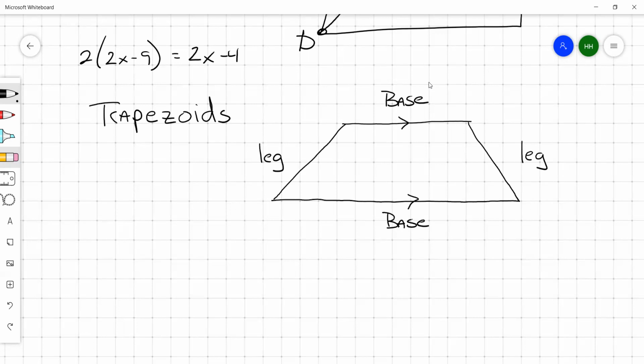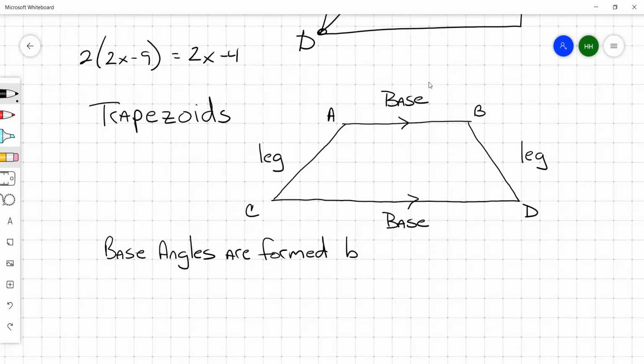Base angles. So let's label this trapezoid A, B, C, D. Base angles are formed by a base and a leg.